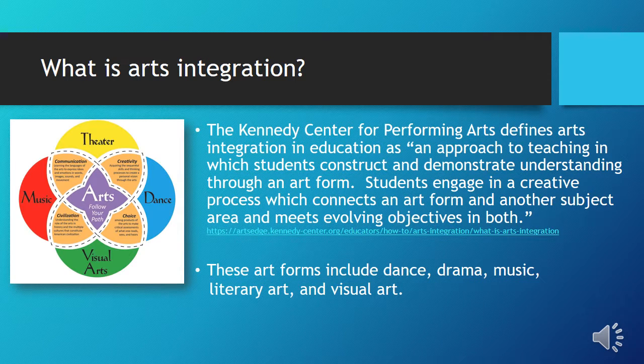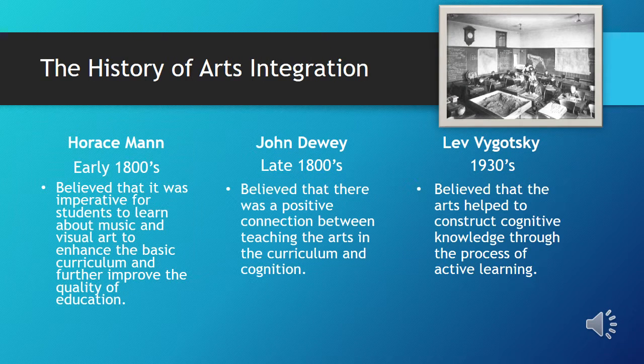I would like to begin by discussing the definition of arts integration and what curriculum integration entails. According to the Kennedy Center for the Performing Arts, art integration can be defined as an approach to teaching in which students construct and demonstrate understanding through an art form. Students engage in a creative process which connects an art form and another subject area and meets evolving objectives in both. These art forms include dance, drama, music, literary art, and visual art, combined with the core subjects of math, science, and social studies.